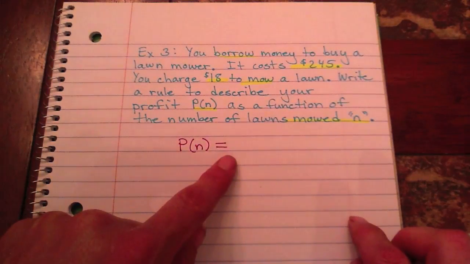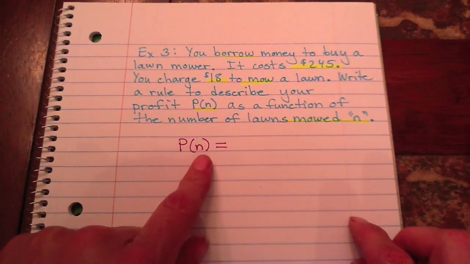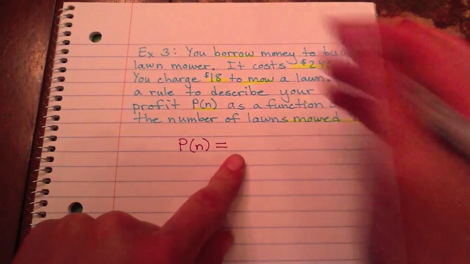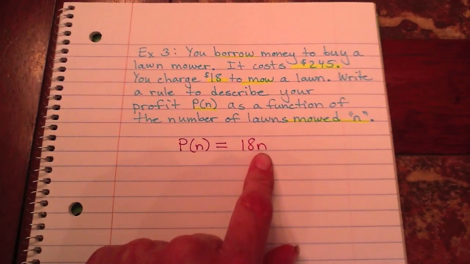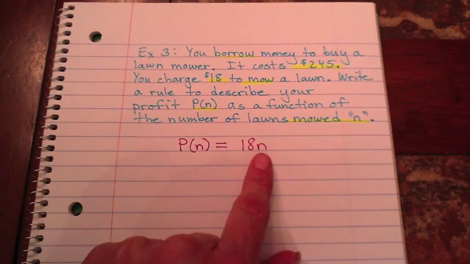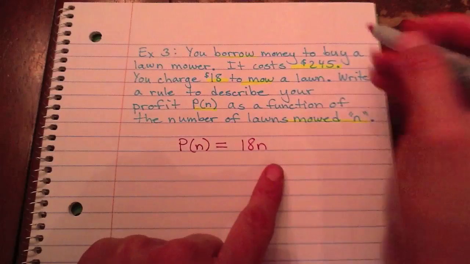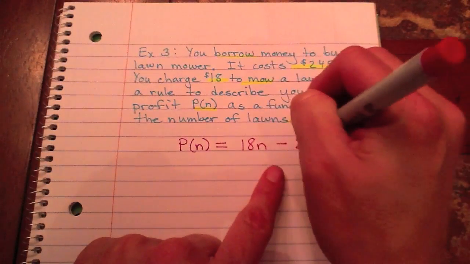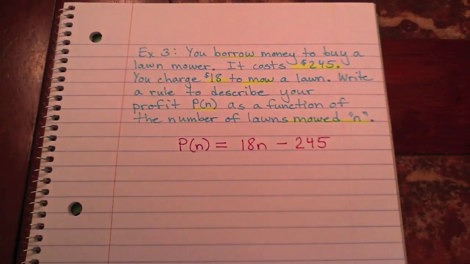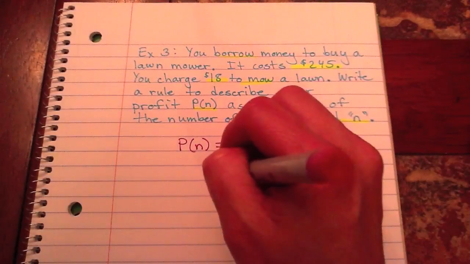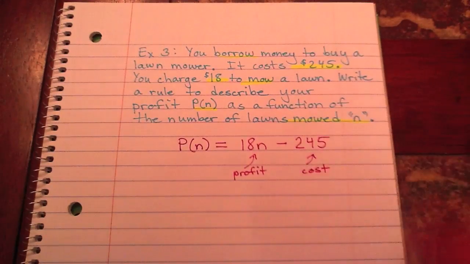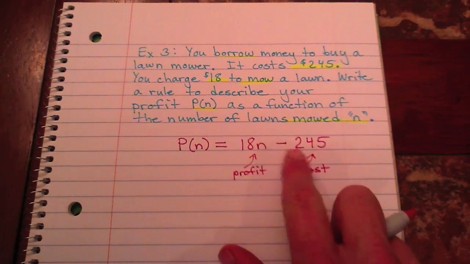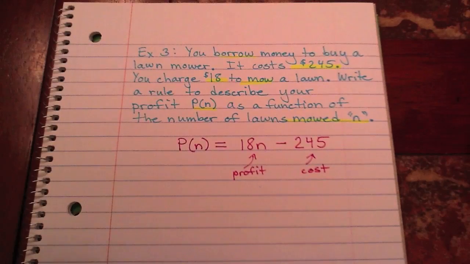So first thing I want to look at is how much am I charging per lawn. And it's $18 for every lawn. So I get 18 times the number of lawns I mow. But I have an initial cost that's going to take away from my profits at first. And right there you have to think about subtracting your initial cost, which is $245. So this becomes your profit. This becomes your initial cost that was taken away. But once you pay that off, now you're going to have a profit from that point on.